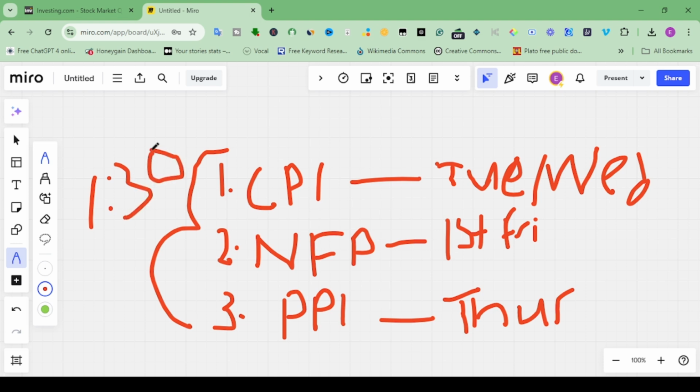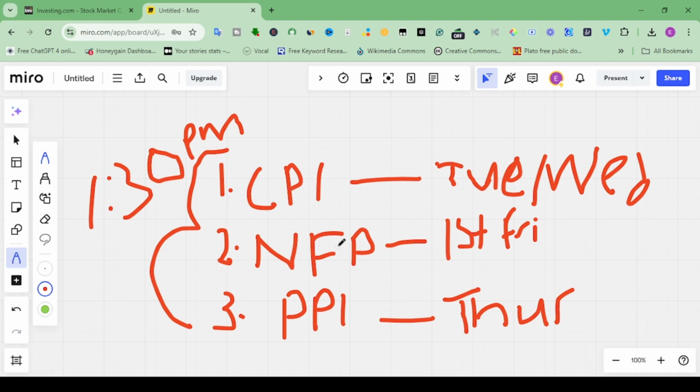Okay, it happens every month. So these are the news we need to watch out for, because it is high impact news. These three are high impact news. The CPI comes out. The CPI stands for Consumer Price Index.